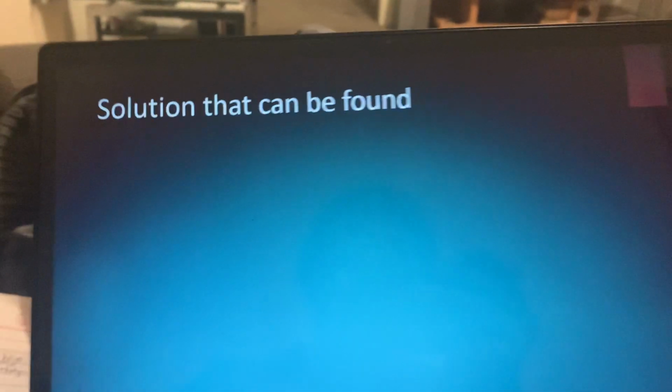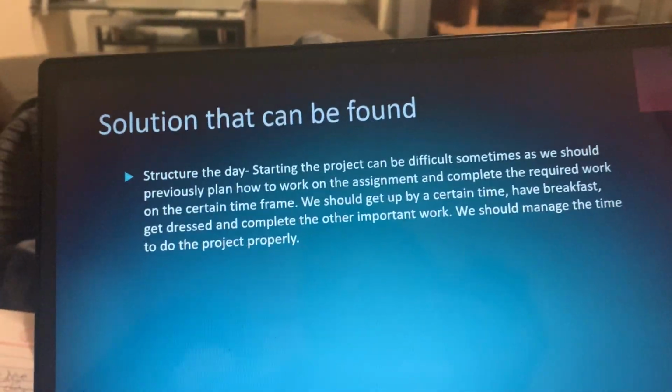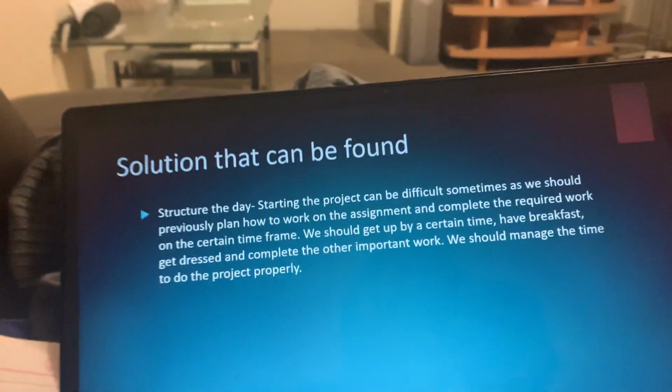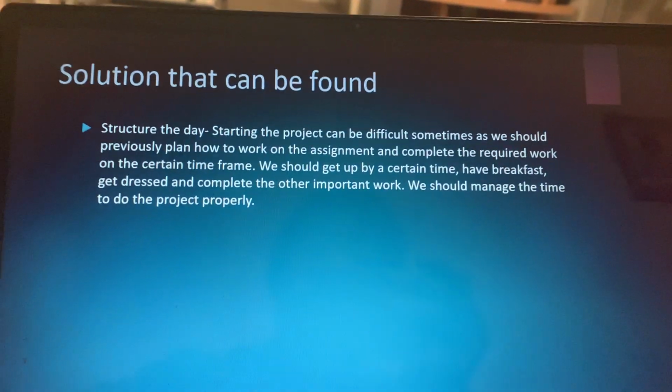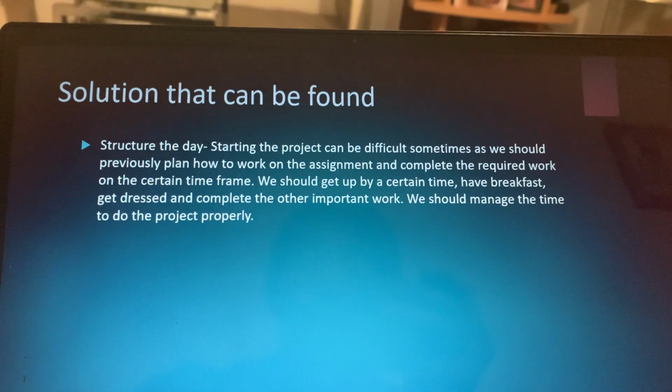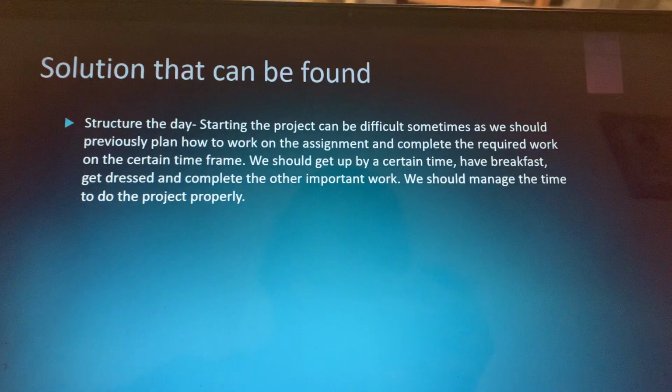And solutions that can be found. Firstly, we need to structure the day. Structured day means that starting the project can sometimes be very difficult, as previously planned to work on the assignment and complete it requires even a certain time frame.